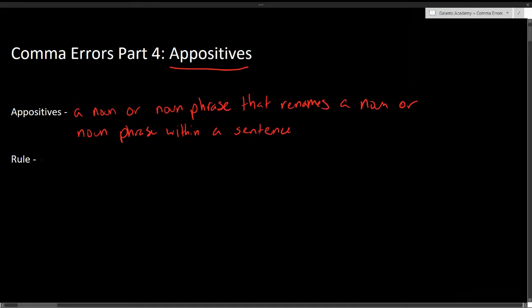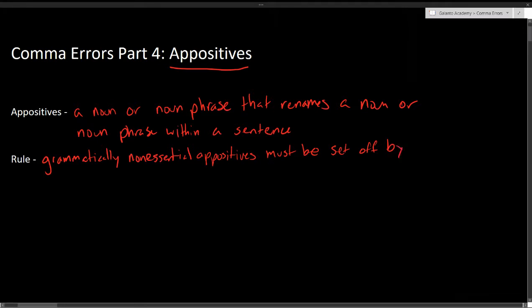So the rule is that you only need commas when you have grammatically non-essential appositives, which sounds really confusing and arbitrary. So grammatically non-essential appositives must be set off by commas. If they're at the beginning or the end of the sentence, then it would just be one comma.